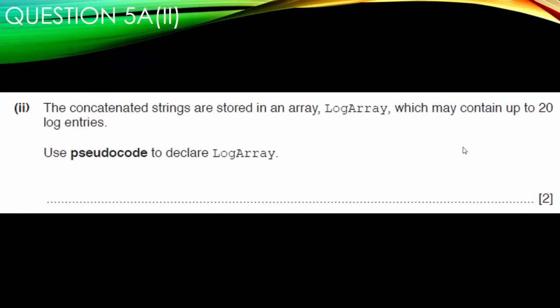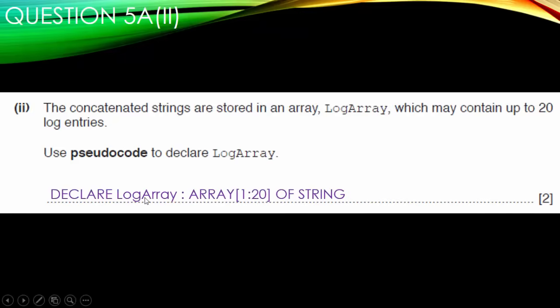So on this one, use pseudocode to declare log array. Well, the concatenated strings are stored in an array called log array, which may contain up to 20 log entries. When we declare log array, we do that by using the word declare. The name log array, we declare it as an array with a lower bound and upper bound, and it's going to be a string because it says concatenated string. So here's how we do that.